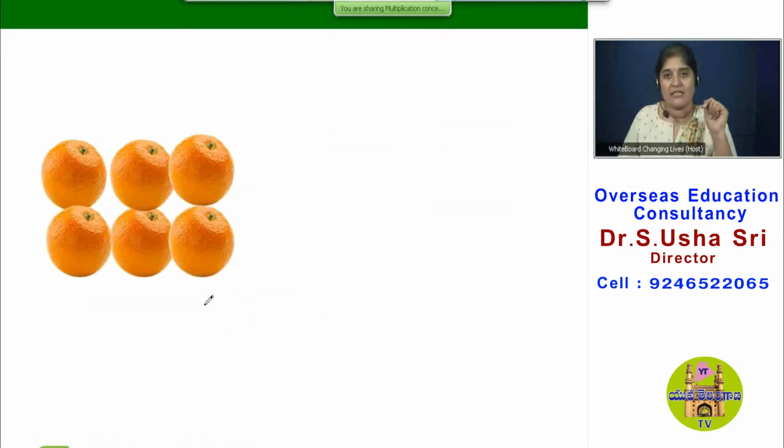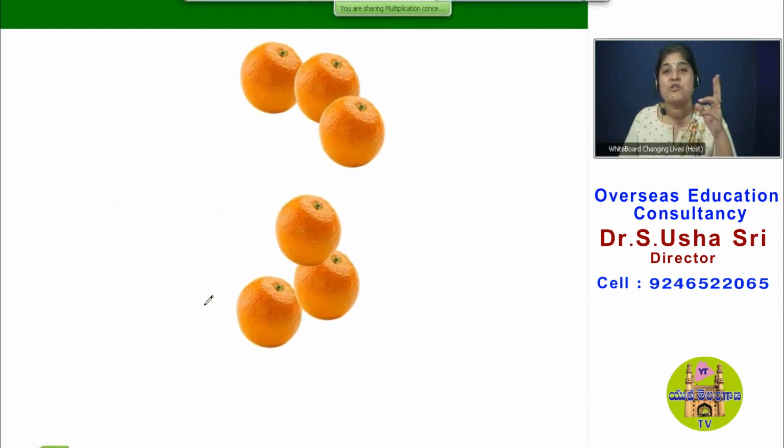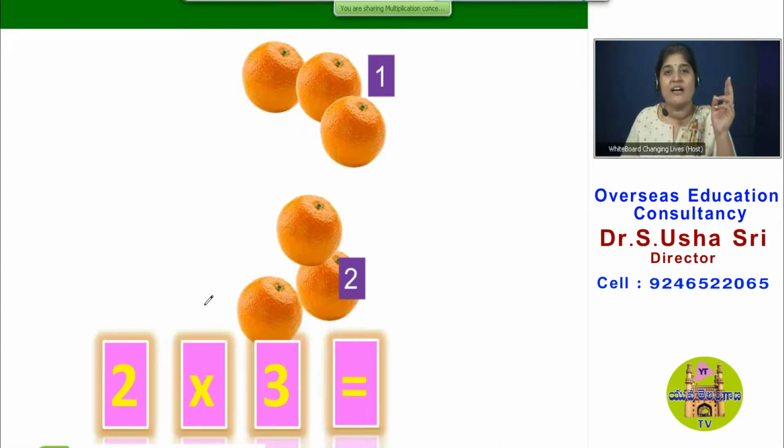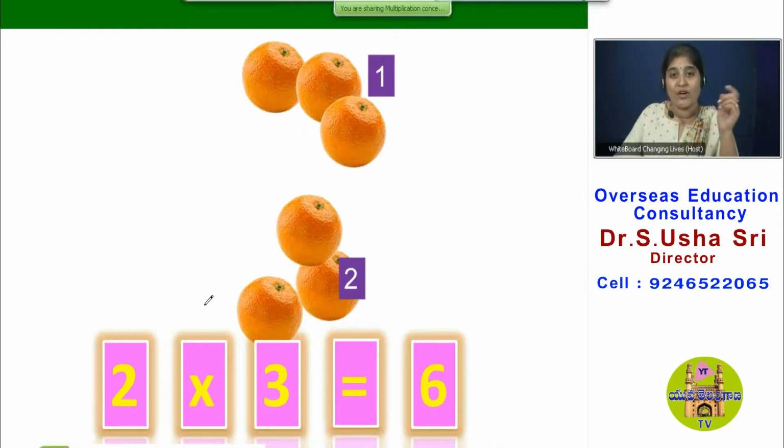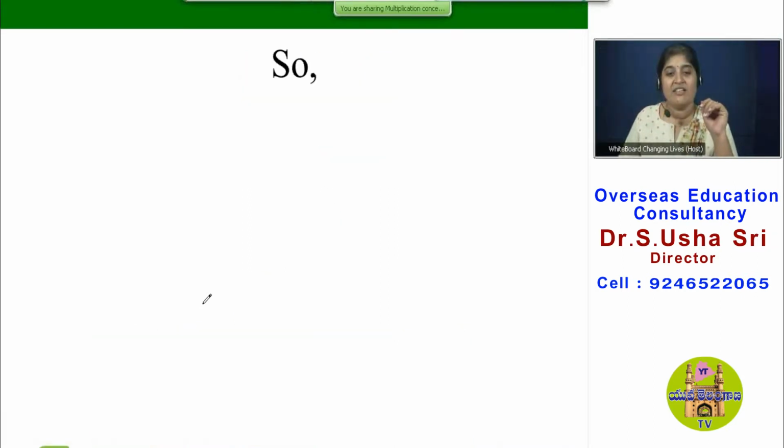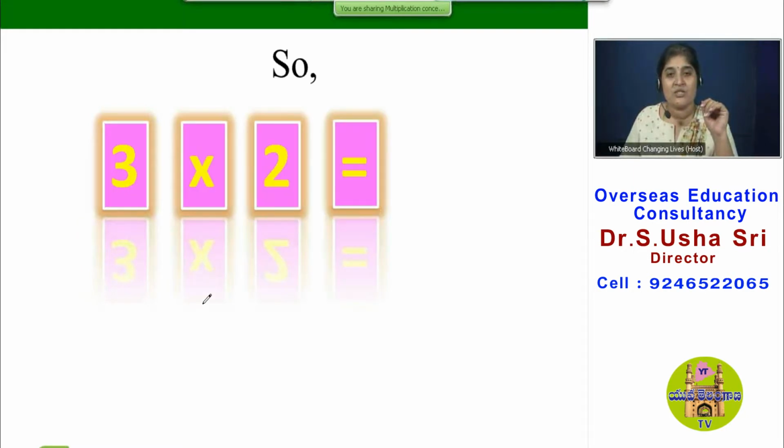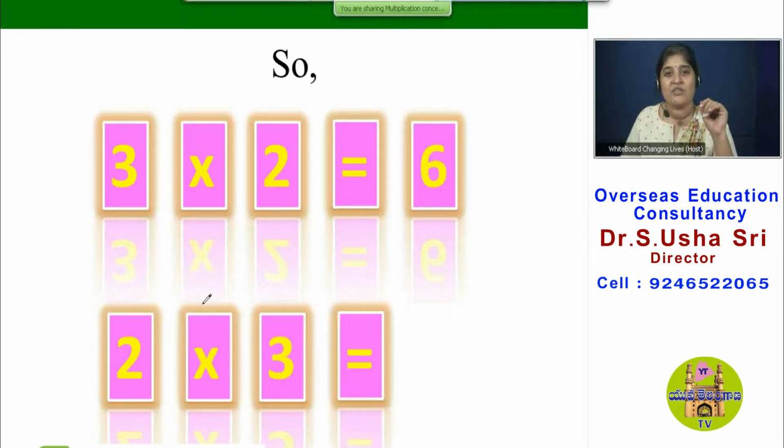The same 6 can be formed in another way also. Like if I want to form two groups, I can take three at a time. So how many groups are there, children? Two groups. So I say 2 threes are 6. So just now we got 3 twos are 6, and even we have 2 threes are 6, isn't it? So 3 twos are 6, and 2 threes are also 6.